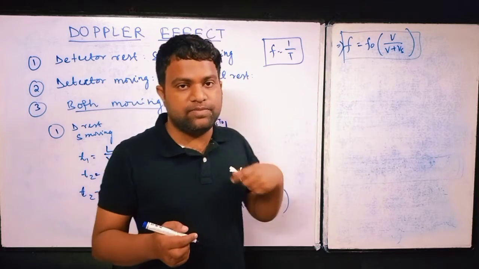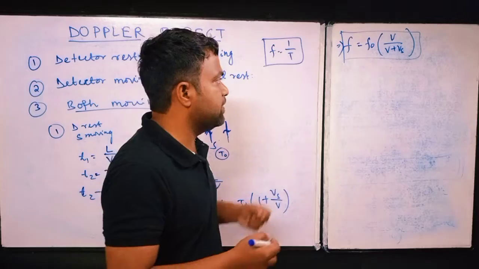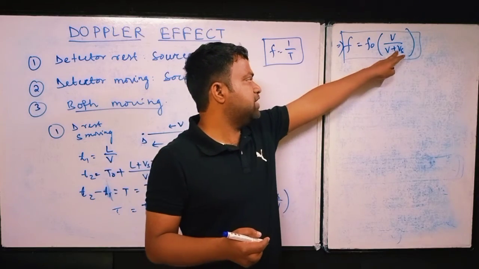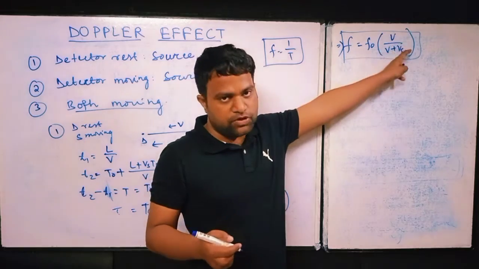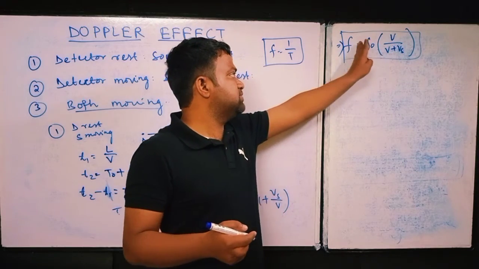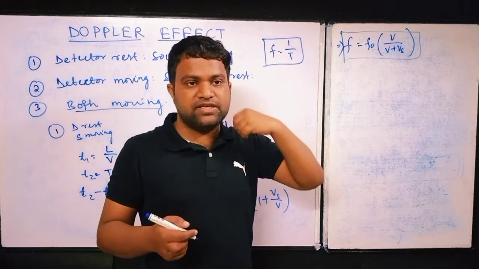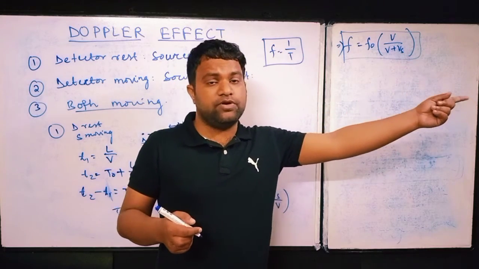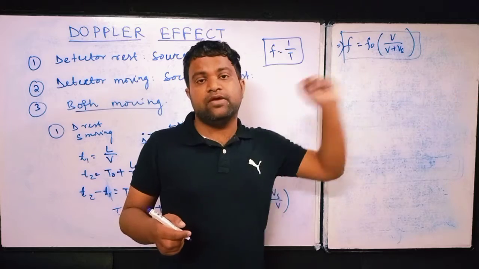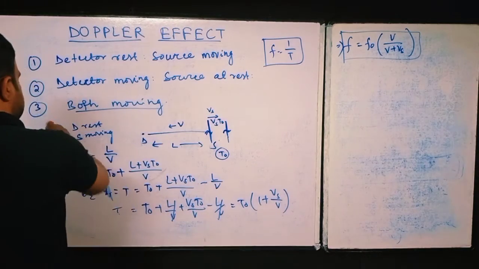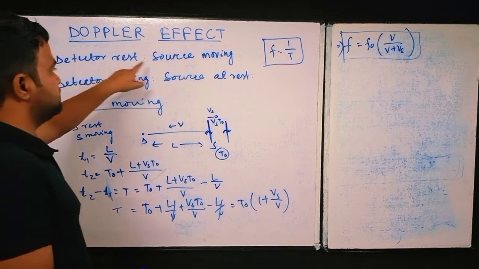The frequency will be less than the original sound. Now if the same ambulance approaches you, then you will get V minus Vs. That means the denominator will reduce, so the denominator will be less, which means you are getting a higher frequency. The frequency that you are listening to will be more than the frequency of the sound produced by the ambulance, or the source, right? So this is the first case we have discussed, that is, detector at rest and source moving.